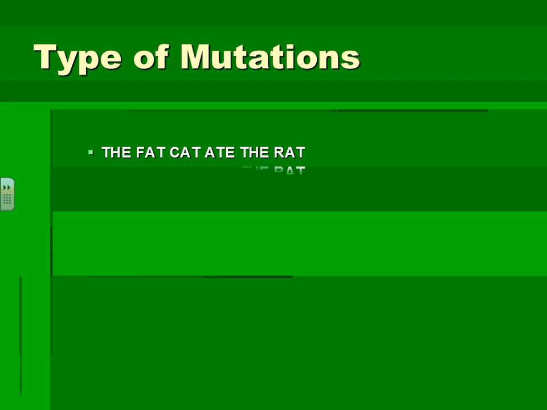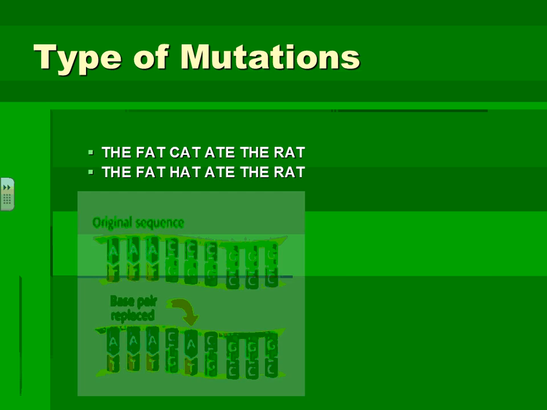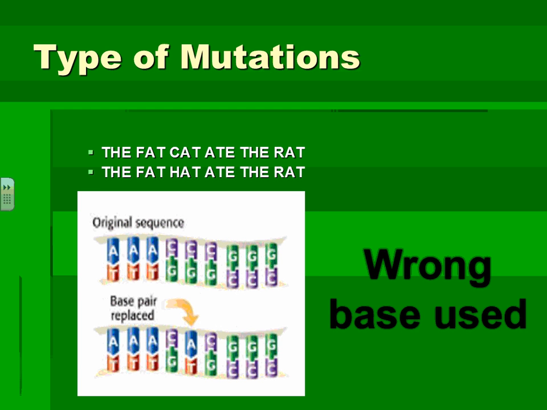The fat cat ate the rat. The fat hat ate the rat. Something was changed. This was a substitution. It's a wrong base pair used. So therefore, it's called substitution or silent. It's the same amount of base pairs, but one of them is different. So instead of having waffle, egg, and milk, now you have yogurt, egg, and milk. You will notice the difference, but it won't make much of a big difference. If there's a substitution mutation, you'll notice it, but it's not going to make a difference in your living.